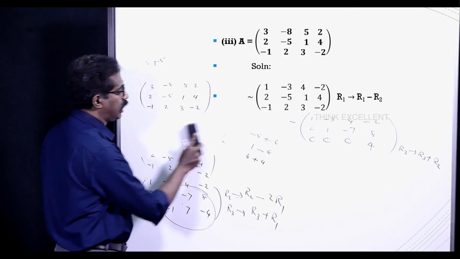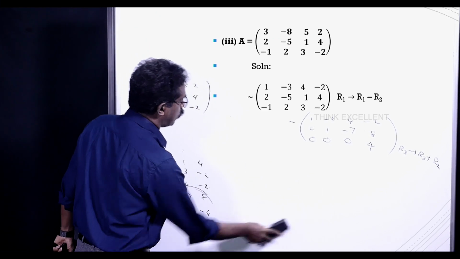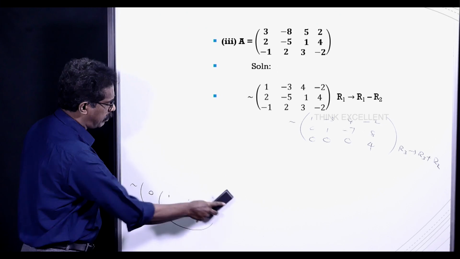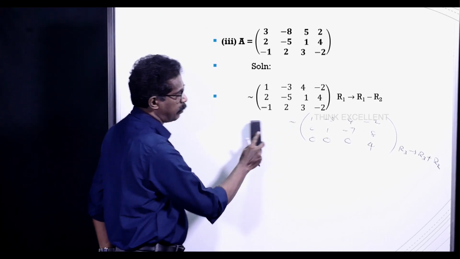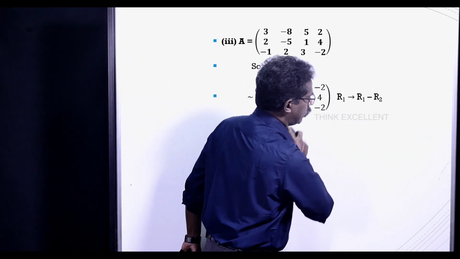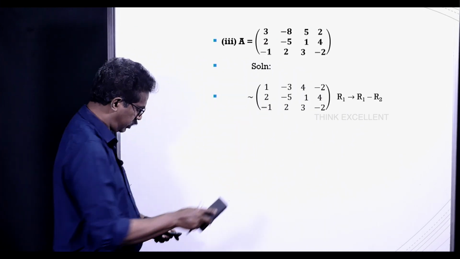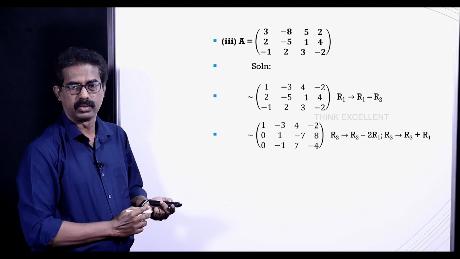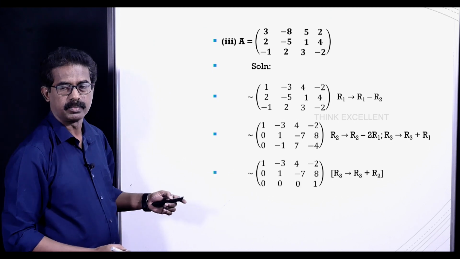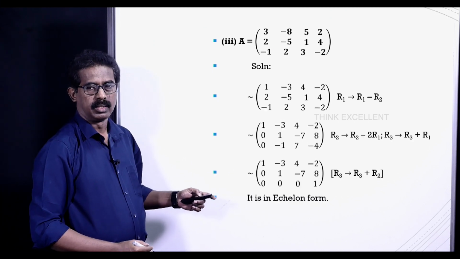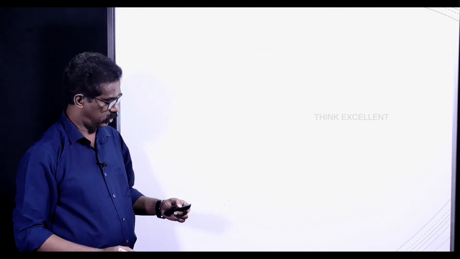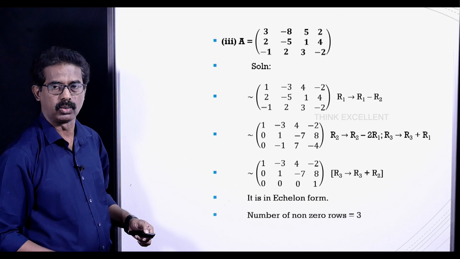Then, the last 3 steps you must write. It is in echelon form. And the number of non-zero rows, here the number of non-zero rows is 3. Therefore, the rank of this matrix is what? Rank of the matrix is 3. Okay. So these are the steps. It is in echelon form. Number of non-zero rows 3. So rank is equal to 3. Okay. So that you can note down.